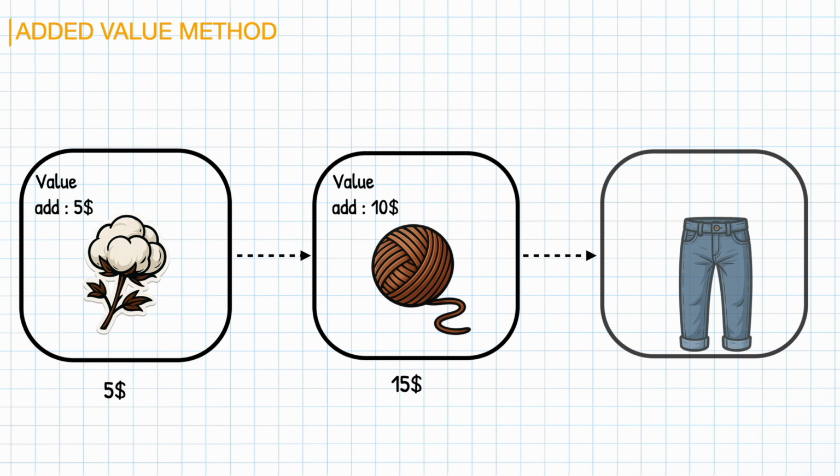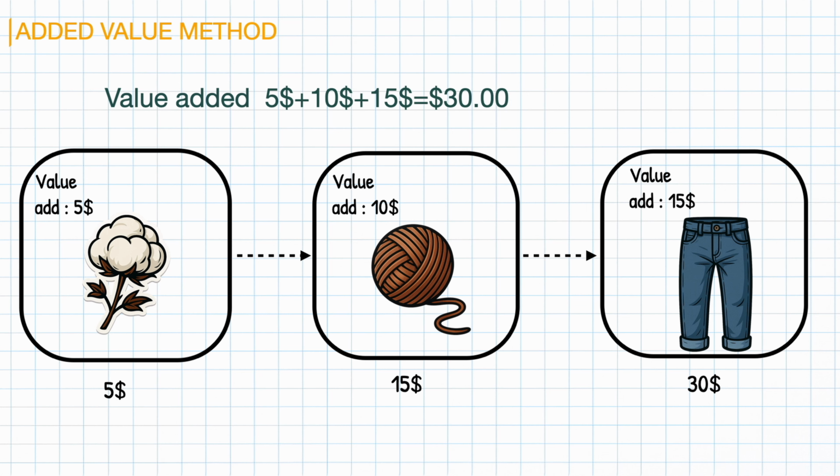The clothing company produces jeans from the threads and sets the price at $30, where the value added is $15. In the value-added method, we add the value added by each industry to get the final GDP. In our example, the total value added is $5 plus $10 plus $15 equals $30, which is equal to the final price of the jeans.